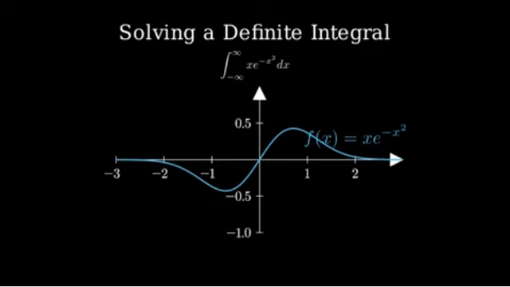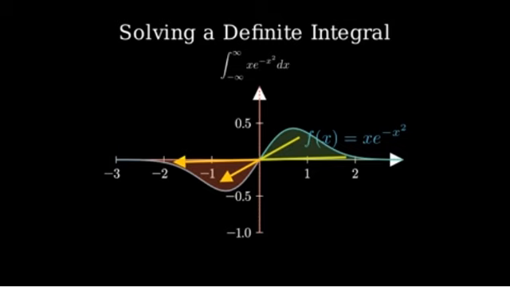It's odd symmetric about the y-axis. This means that for any x value, the function value at negative x is the negative of the function value at x. This is important because when we integrate an odd function from negative infinity to infinity, the negative area on the left will exactly cancel out the positive area on the right.